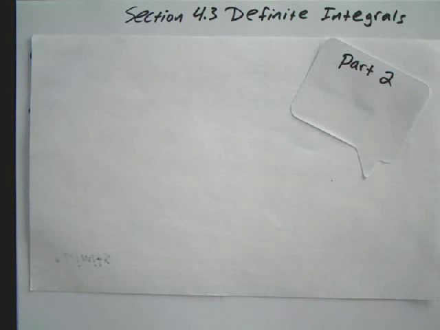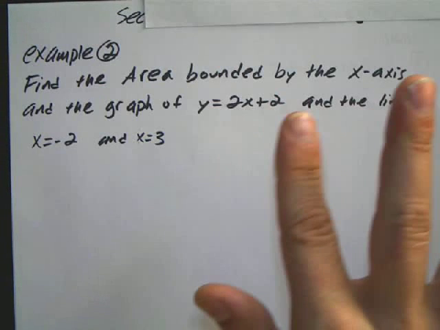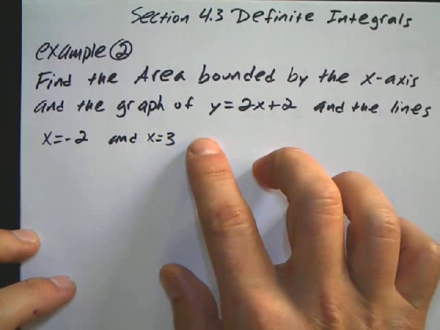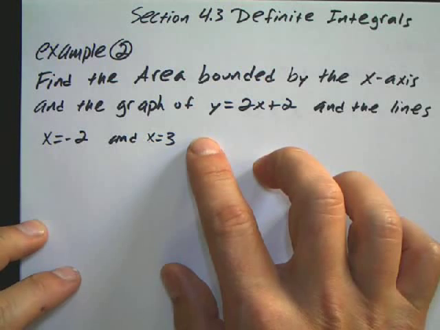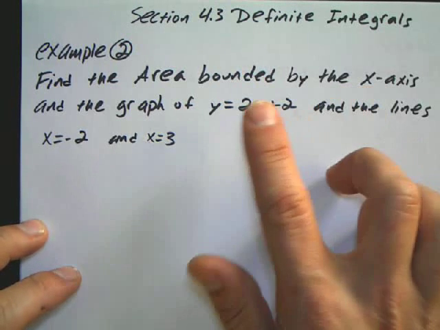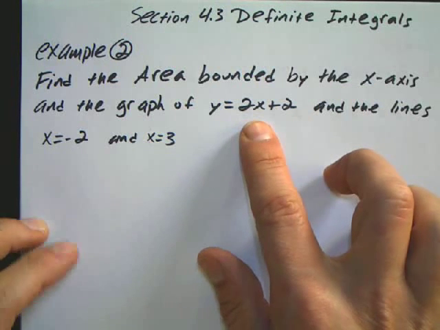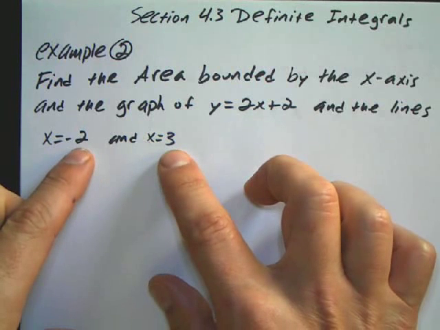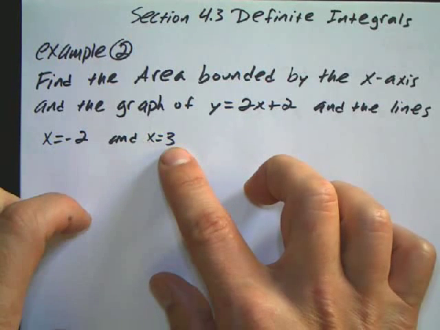Alright, this is part 2 of section 4.3 dealing with definite integrals. Example 2 says to find the area that's bounded by the x-axis, the graph of 2x plus 2, and the lines x equal to negative 2 and 3. So these are going to represent our starting and our ending values.